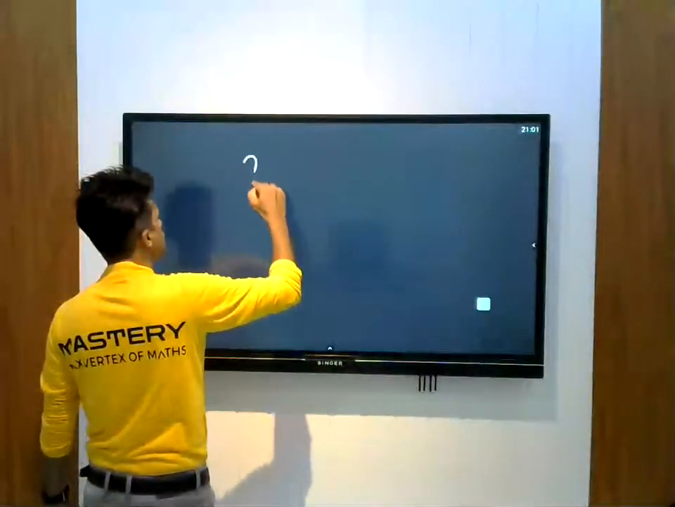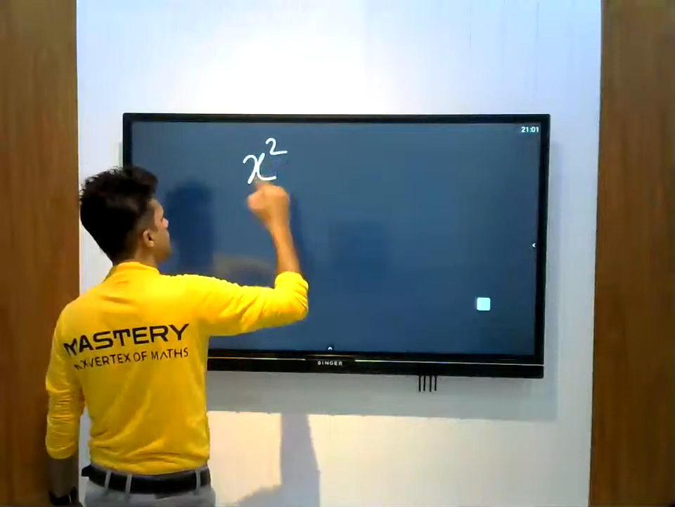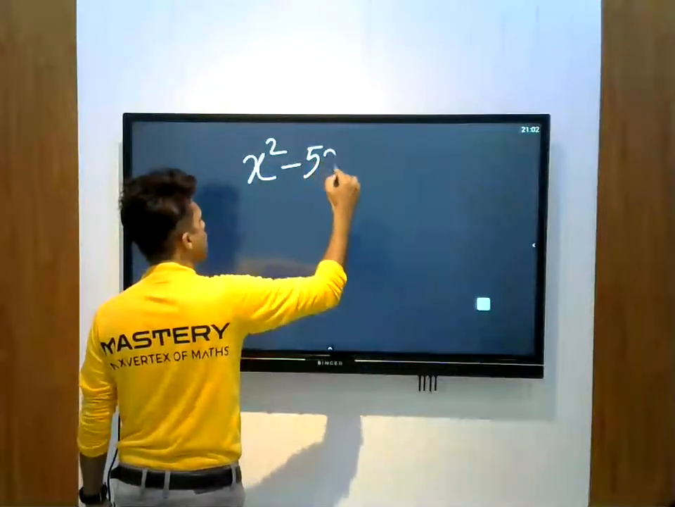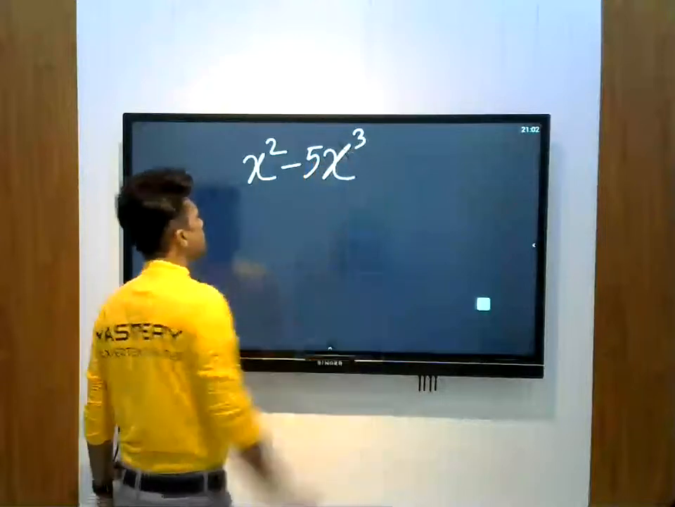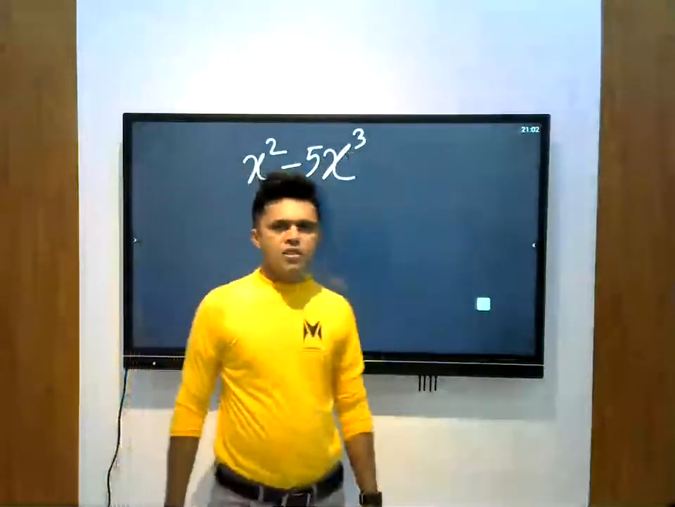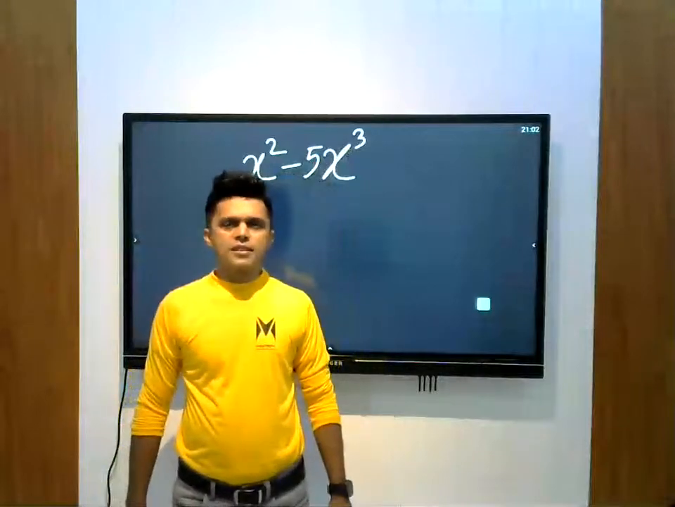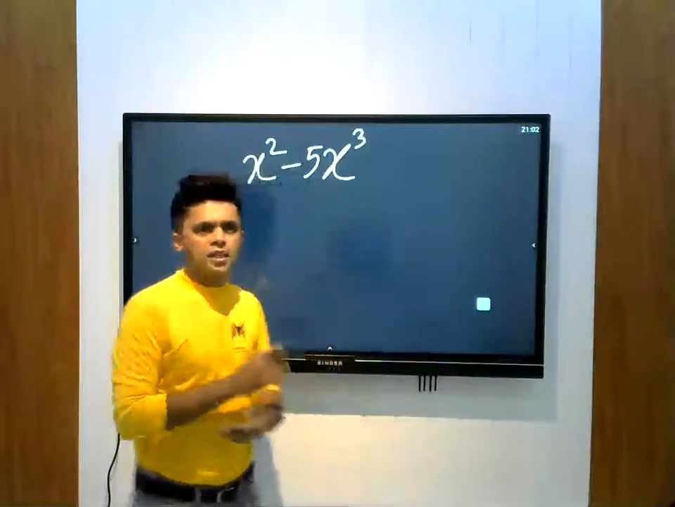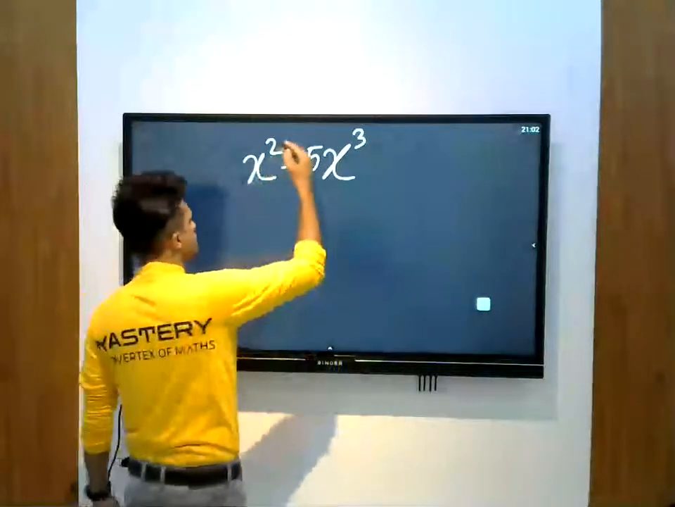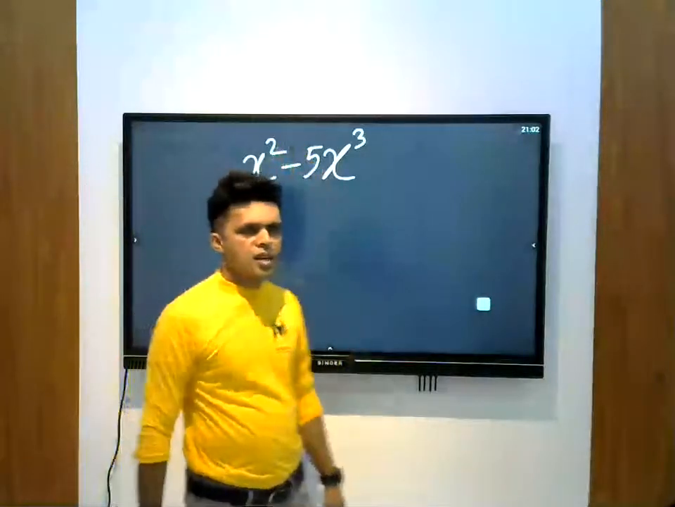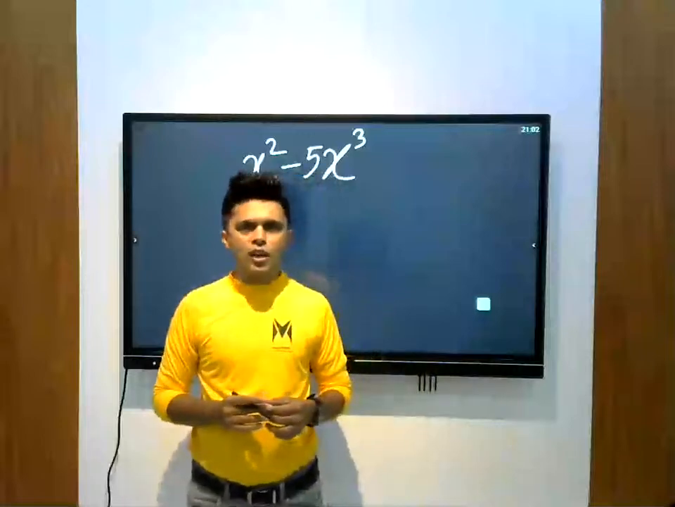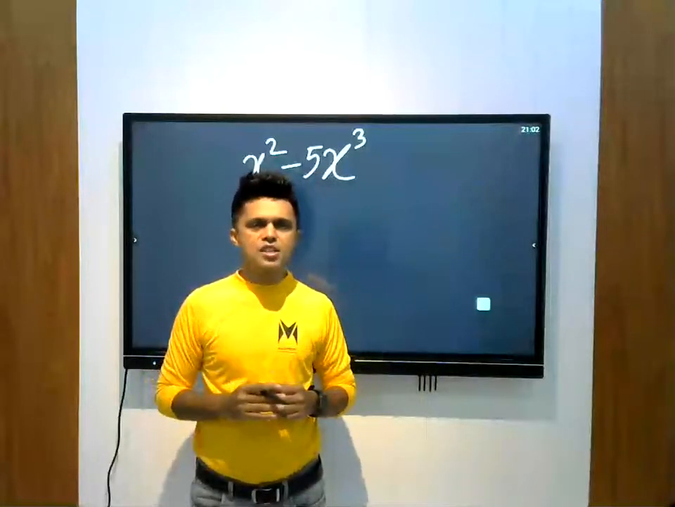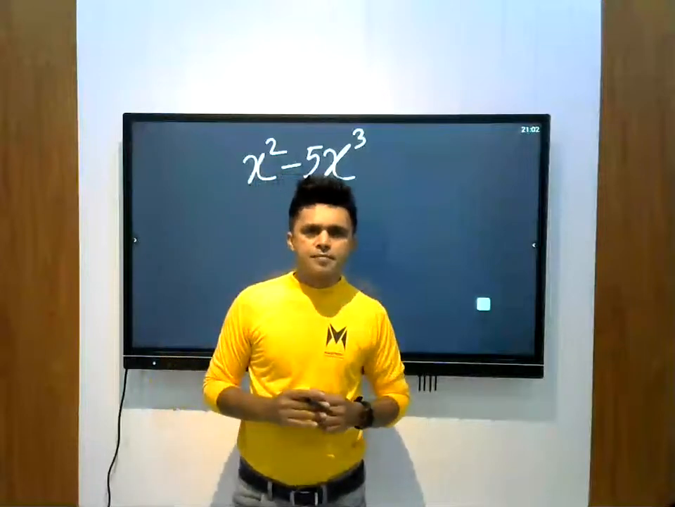Then x squared minus 5x to the power 3. How can you factorize this type of one? You can think of this one using previously gained knowledge. You could think of the way of getting the factors of this expression.